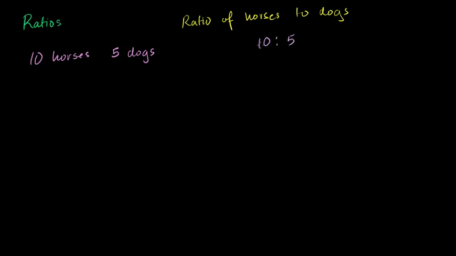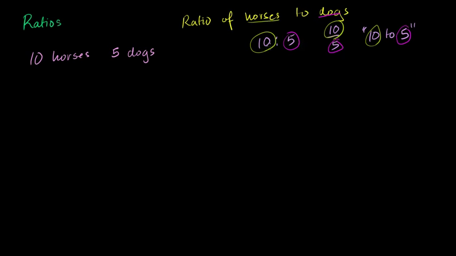Or I could also write that as a fraction. I could say the ratio of horses to dogs is 10 to 5. Or I could just write it out. These all are saying the same thing. And the thing I write first, or the thing that I write on top, is the number of horses. If I want to talk about the number of dogs, this is the number of dogs. These are all just expressions that are comparing two quantities.